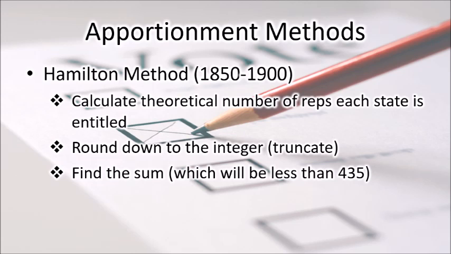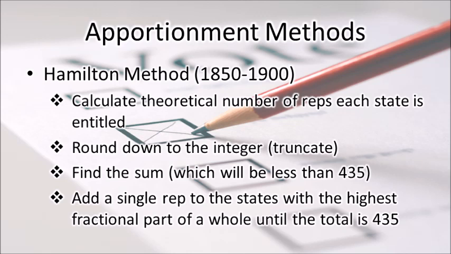Then what they would do is they would find who had the highest fractional part of a whole. So for instance, if a state had 5.98, well, that 0.98 was much higher than Florida's 0.56. And so they would take whoever had that highest fractional part of a representative and add one to that state. And then they would go to the next highest one and add one to that state. And then keep on going down until they reached a total of 435. This obviously made it much, much easier, much, much faster.